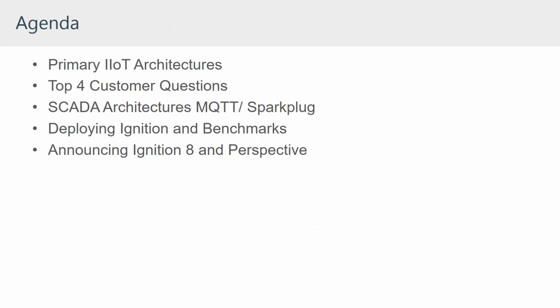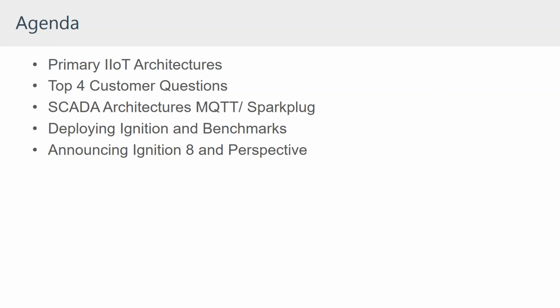So let me go ahead and jump into the agenda here. First two bullet points I'll be covering. I'm going to go over the primary IIoT architectures that we see today with our industrial customers. And then I'm going to get into the top 4 customer questions, concerns, areas that customers are frequently engaging us to ask more questions, and then how do we deploy one of these IIoT solutions.